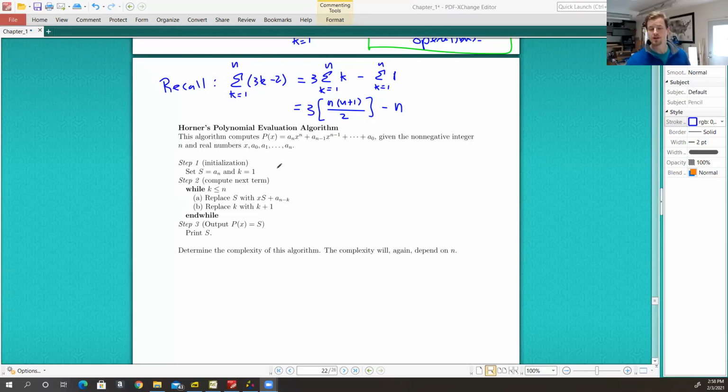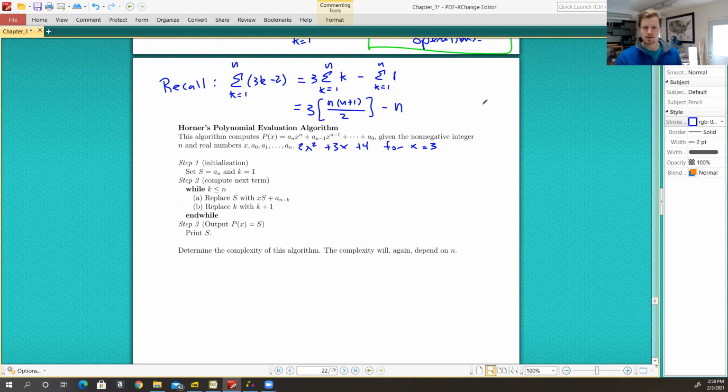So going through this algorithm, we want to actually evaluate the same polynomial that we did in our last example. So we're going to consider, I'll write it here, 2x squared plus 3x plus 4, and we're going to evaluate for x equal to 3.